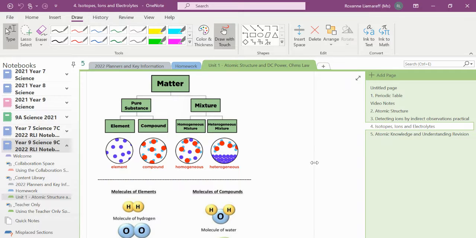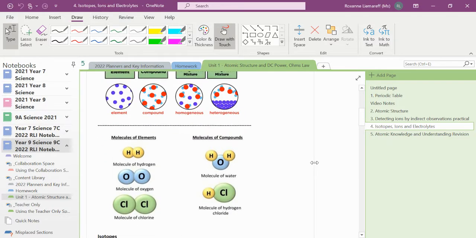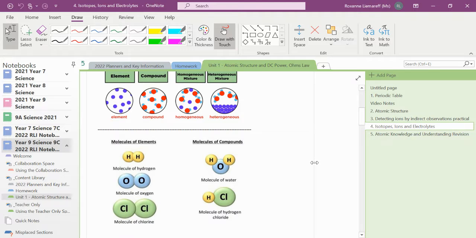Then we looked at two separate categories: molecules of elements and molecules of compounds. If I have molecules of elements, I've got two of each, for example, or more, but of the same kind. So I've got a molecule of hydrogen, a molecule of oxygen, and a molecule of chlorine down the bottom.